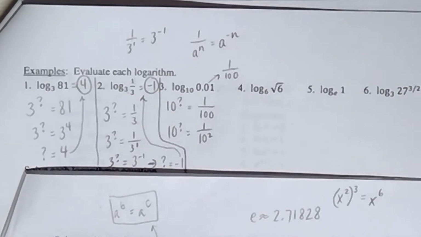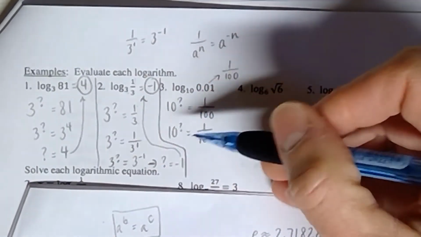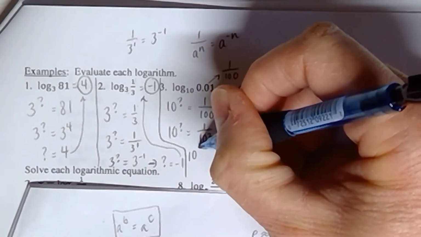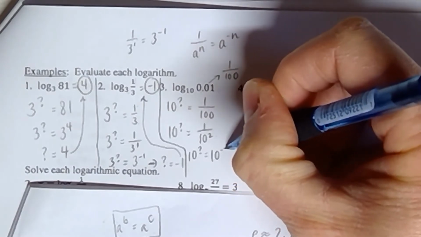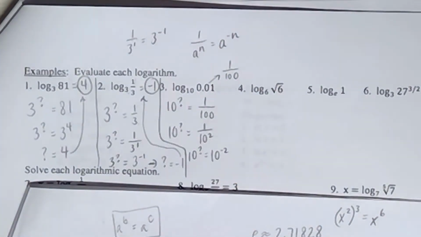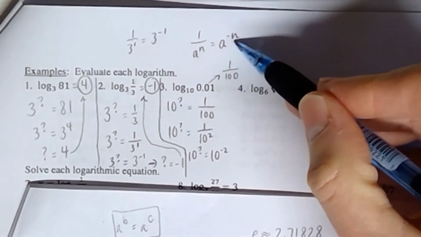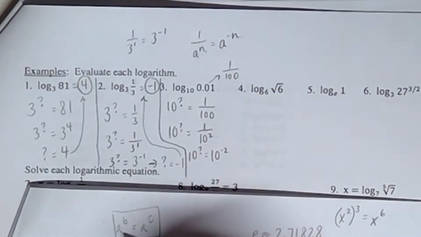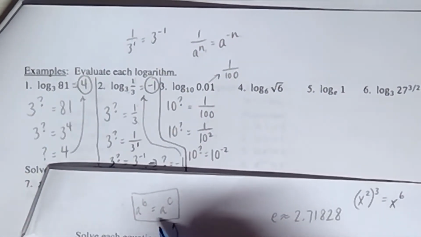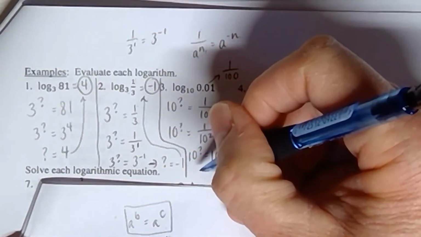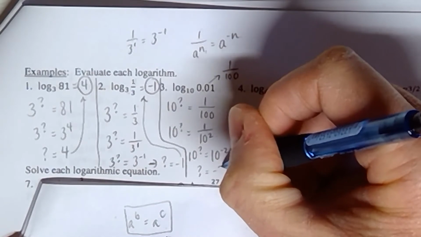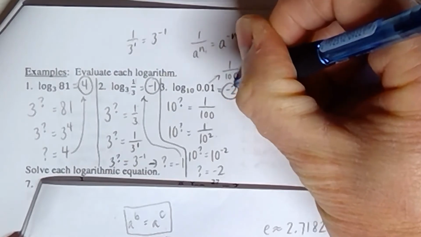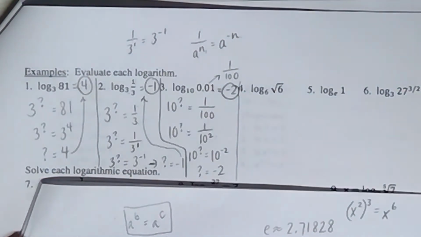Just like in the last problem, 1 over 10 to the second is the same thing as 10 to the -2, just following this formula: 10 to the -2 is 1 over 10 squared. Now that it looks just like this formula, A to the B equals A to the C, I can drop the A's, cancel those out, and I get question mark is equal to -2. So again, the final answer now is -2.